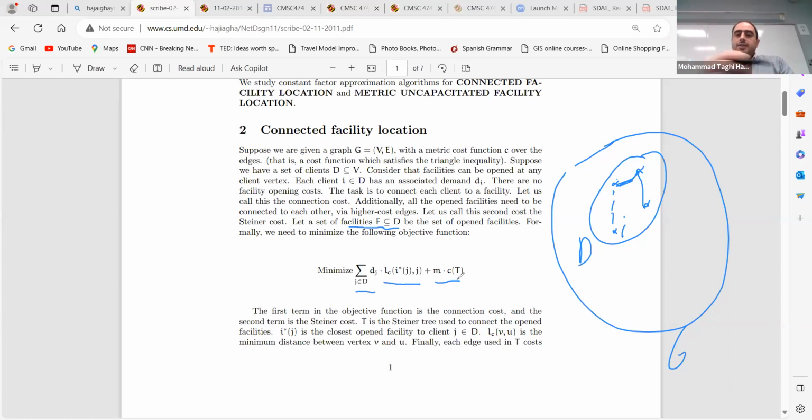What is c(T)? T is a Steiner tree that connects these open facilities. These are the open facilities, this is T. And the cost of T is essentially the edges that you need to buy: M times their renting cost would be their buying cost. So this is called connected facility location.